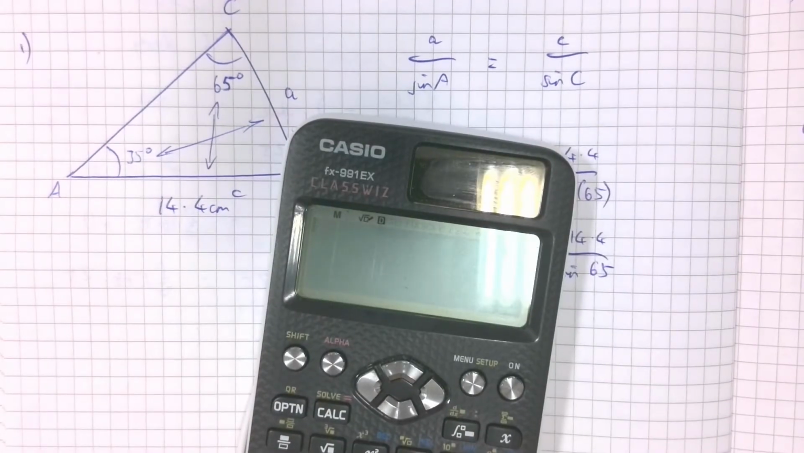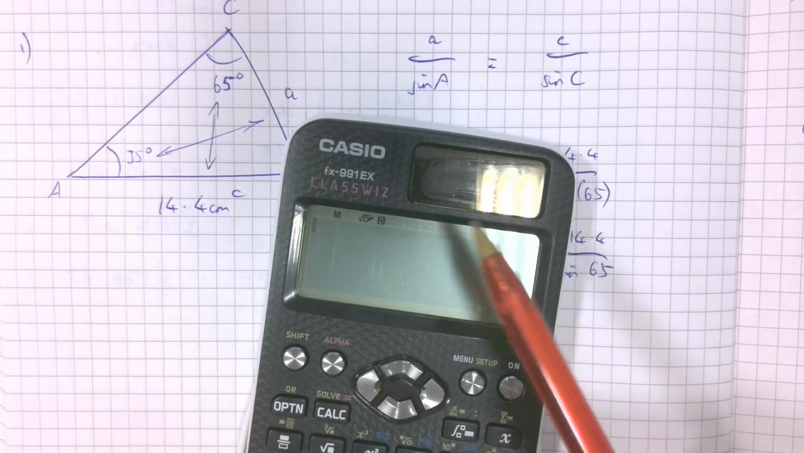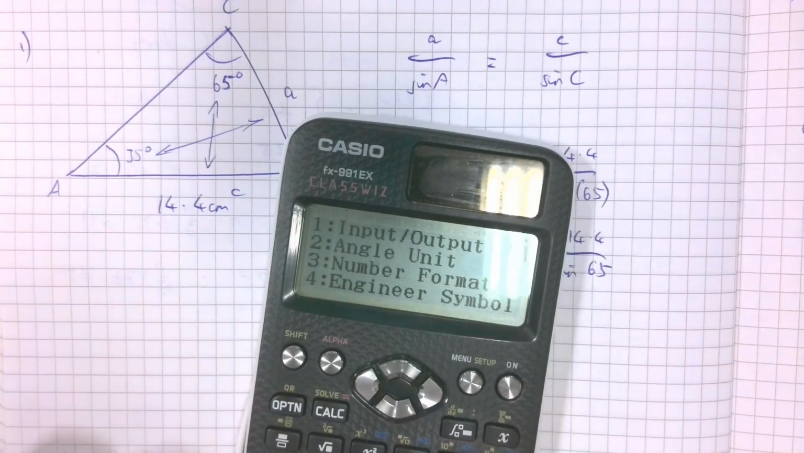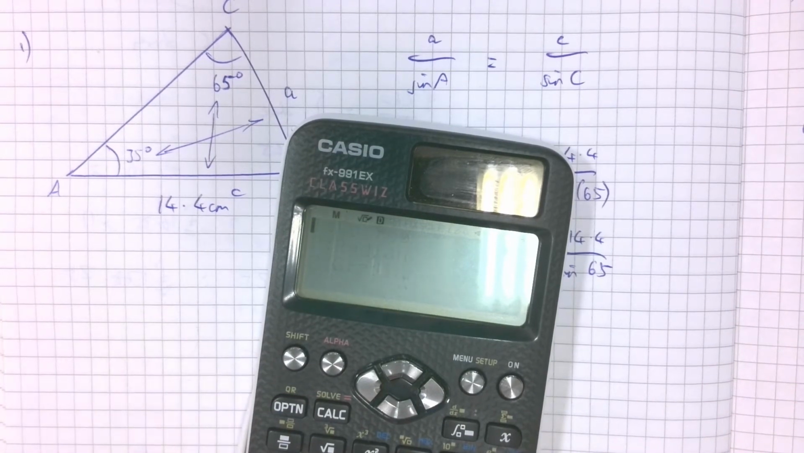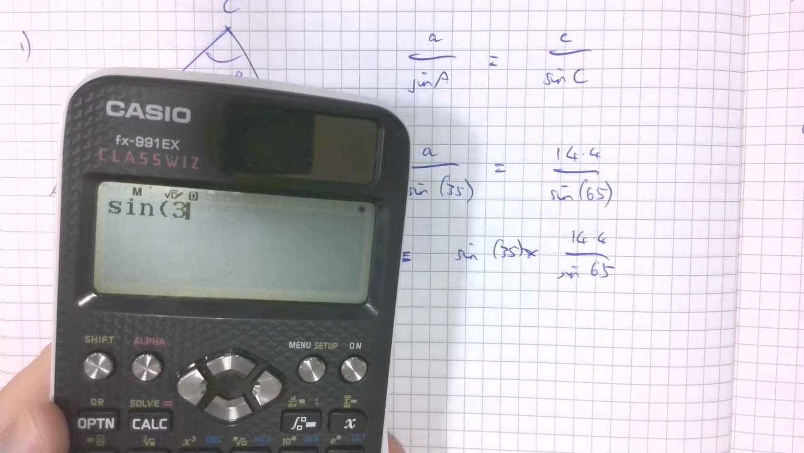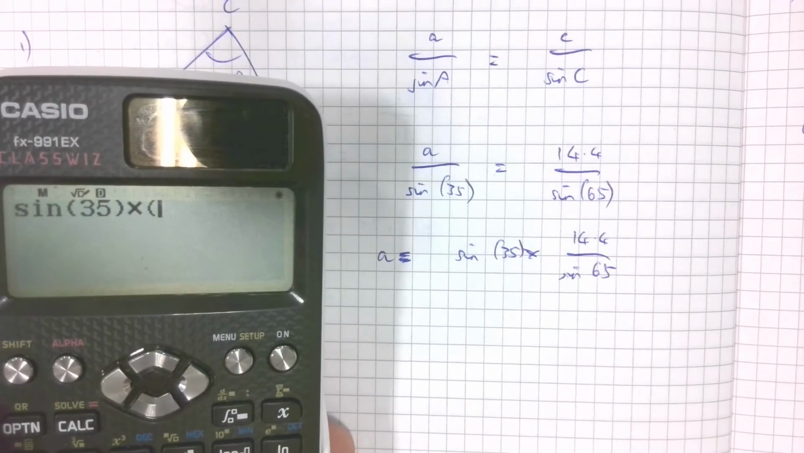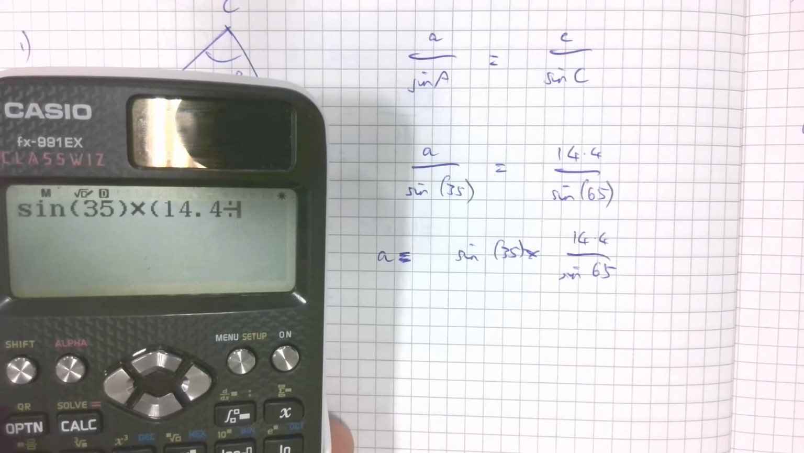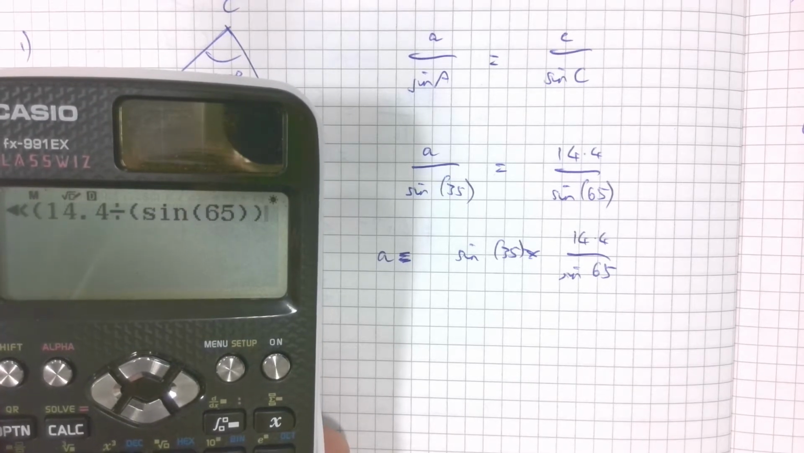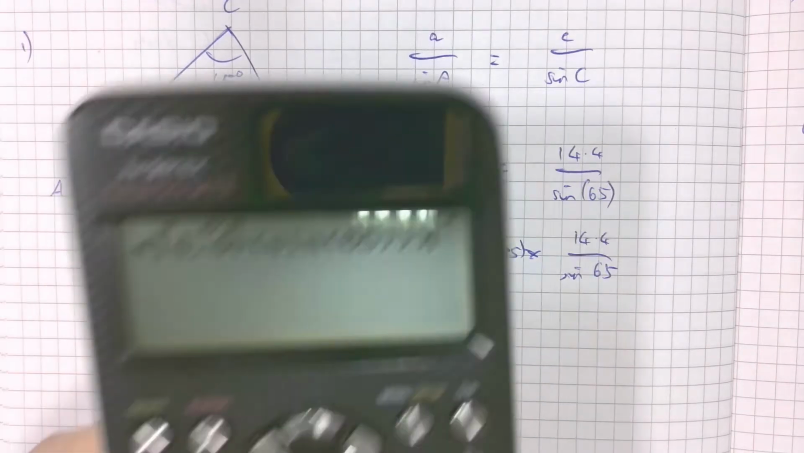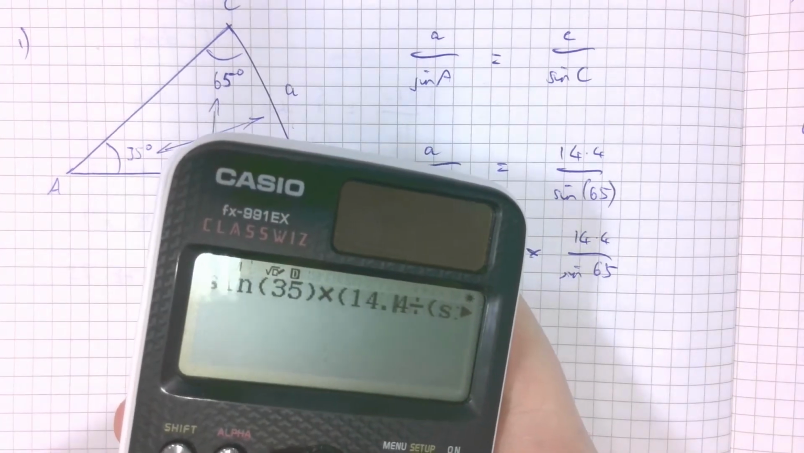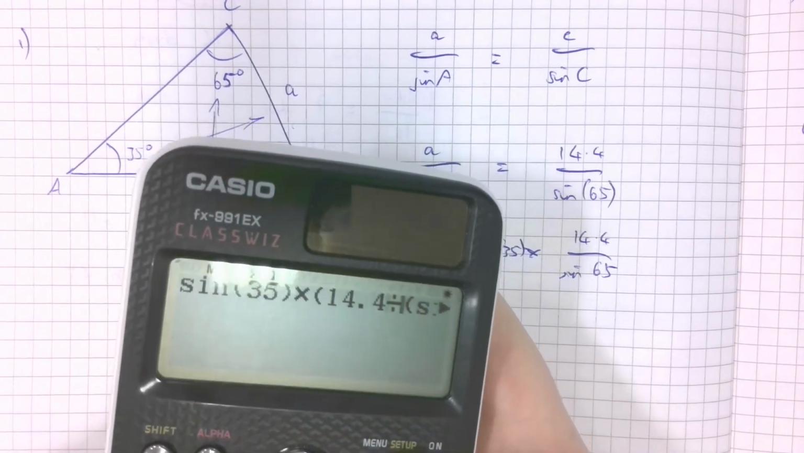Now, to make sure that we really get this right, you see the top of the screen, that's marked D for degrees. Make sure that you go to the setup angle units and make sure it's set on degrees. It might be that mistakes are being made because of that. Now, we had sine of 35 multiplied by 14.4 divided by the sine of 65. I don't use the fraction tool on the calculator, but I just use the division tool, because that's what a division is.